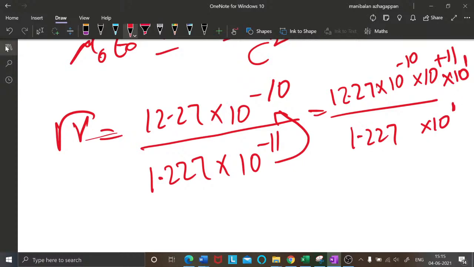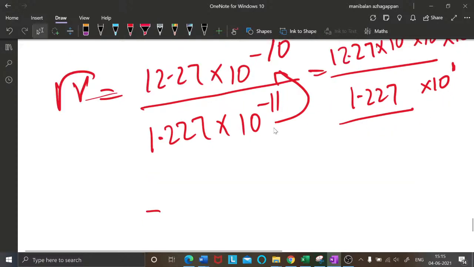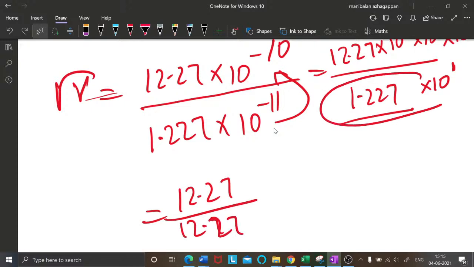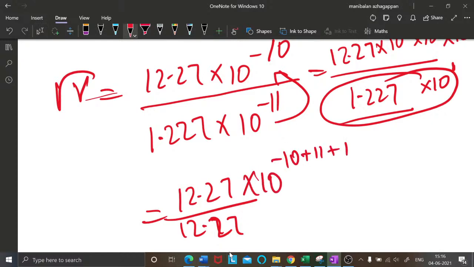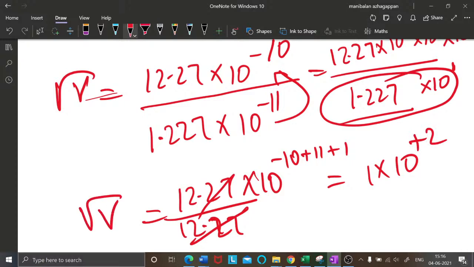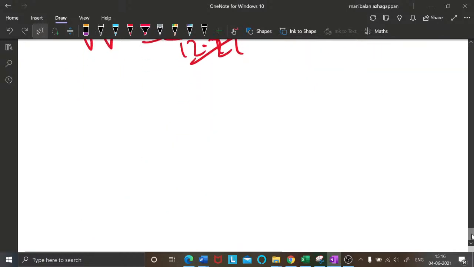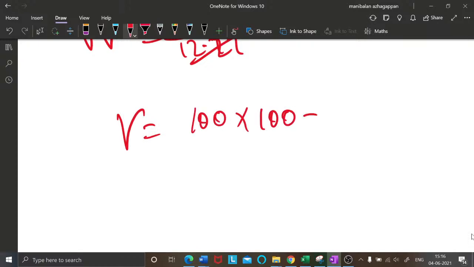This will become 12, so numerator and denominator become the same value, 12.27 divided by 12.27. In the numerator, -10 plus 11 plus 1 gives 2, and this gets cancelled, so I get 1 × 10^2, which is root of V. Root of V is 100. If you want V, just square both sides: 100 × 100 gives 10,000 as the answer.